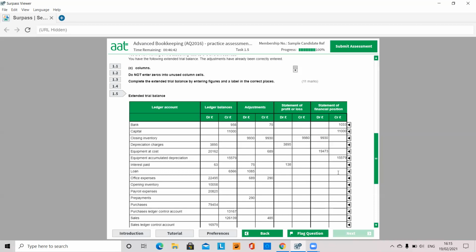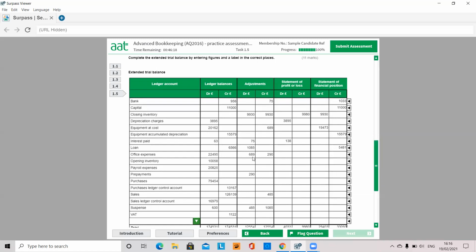So we've got 6556, which is our original entry, but then it's been debited to 1085. So we're going to say before, so credit and debit, we take one from the other. So we've got 6566 minus 1085 means that our loan figure is 5481.